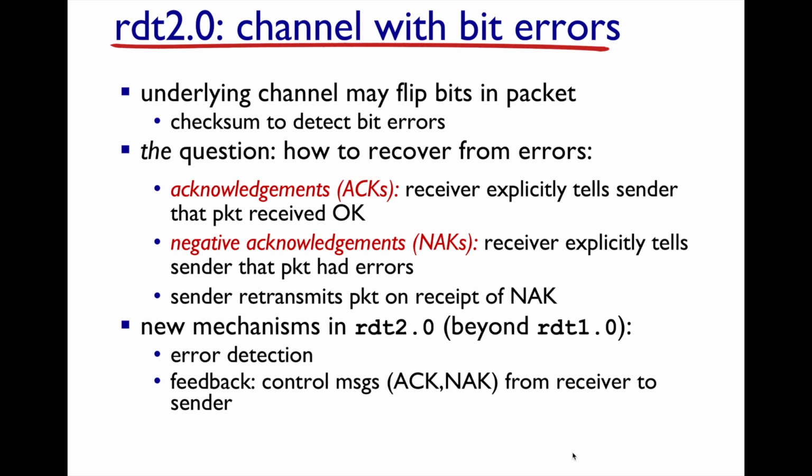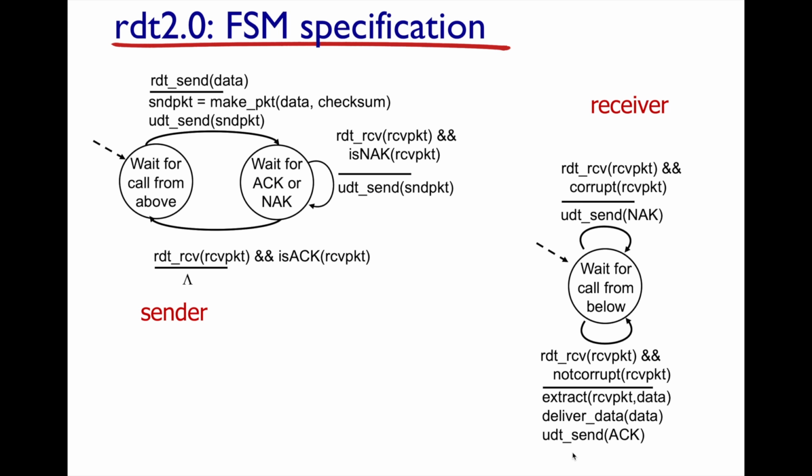Okay. So let's take a look at the finite state machine. One of the things you'll notice is that there are more states, and certainly more edges, because you have to handle more cases. What happens when you get a positive acknowledgement? You receive it. What happens when you get a negative acknowledgement?